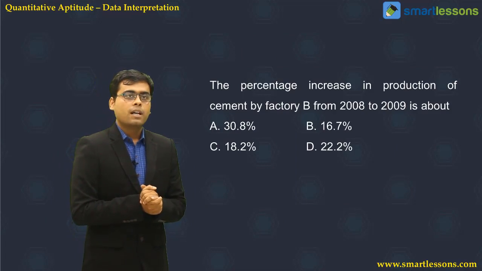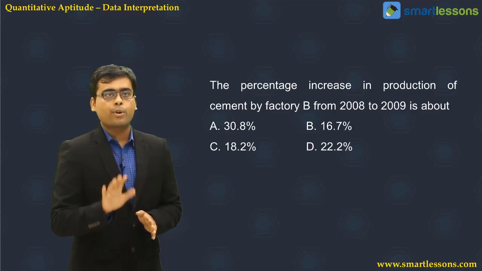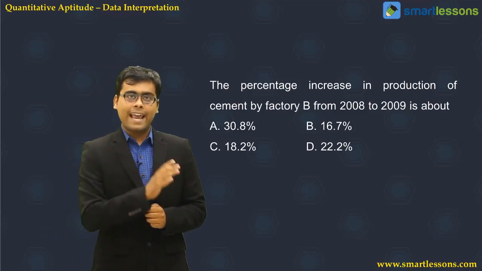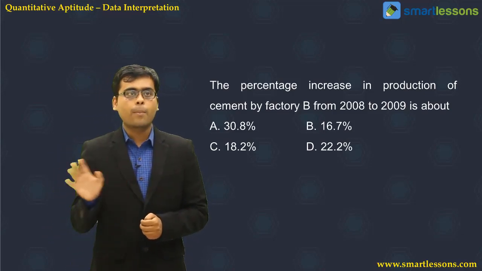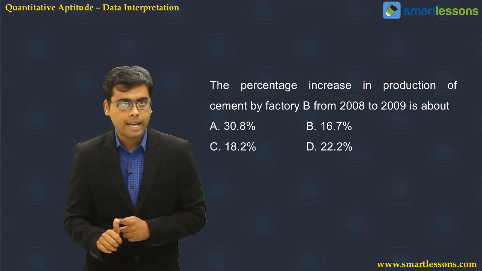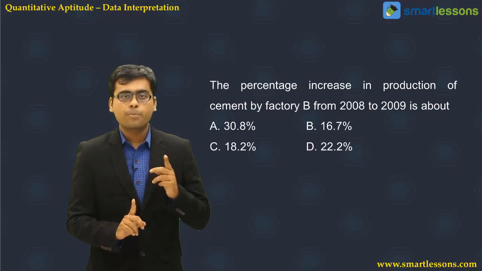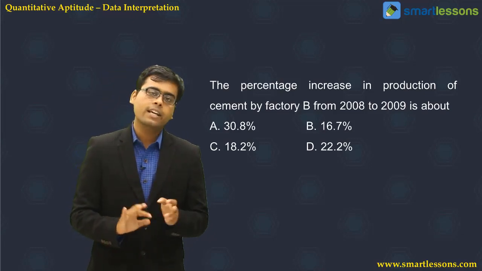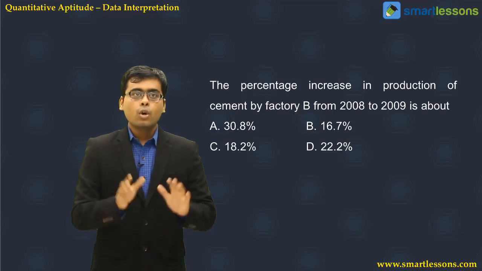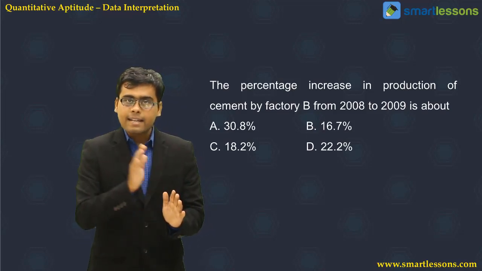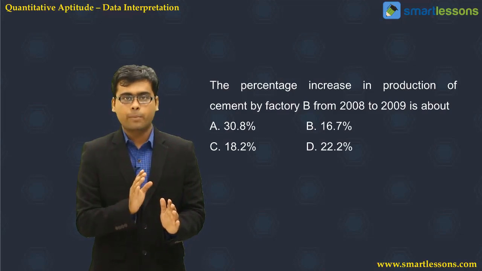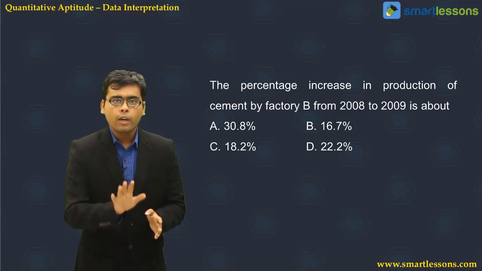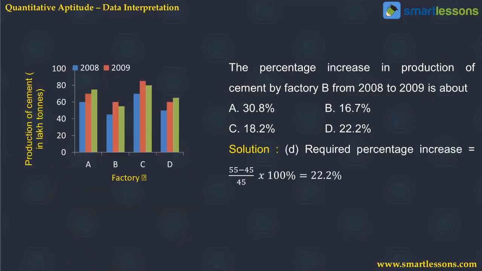First question. The percentage increase in production of cement by factory B from 2008 to 2009 is about option A 30.8%, option B 16.7%, option C 18.2% and option D 22.2%. So you need to find the increase in production by factory B from 2008 to 2009. So let's go back to the chart.